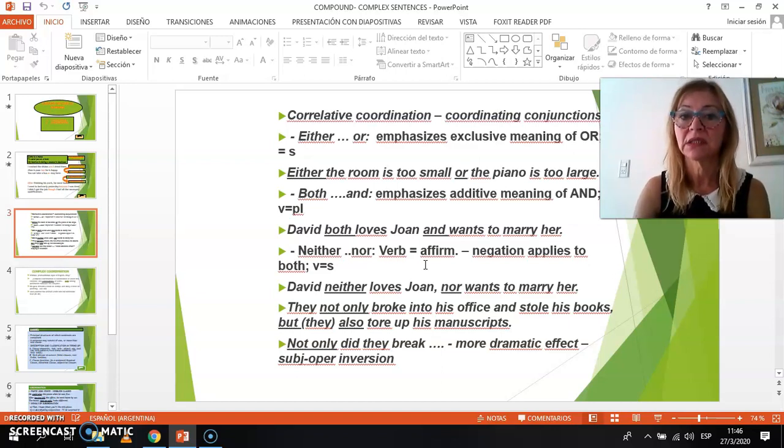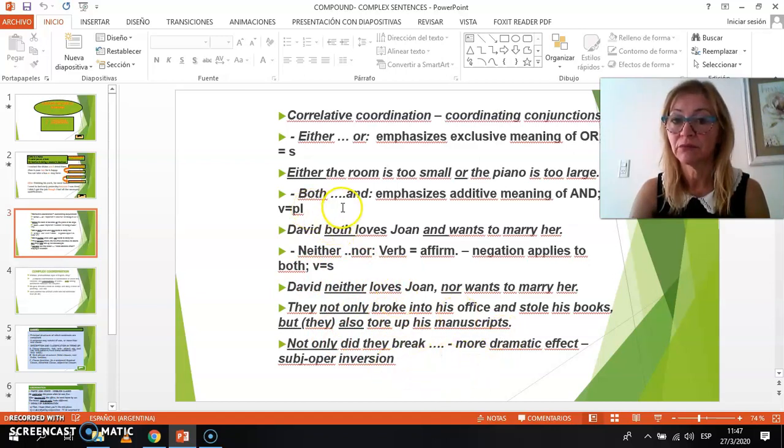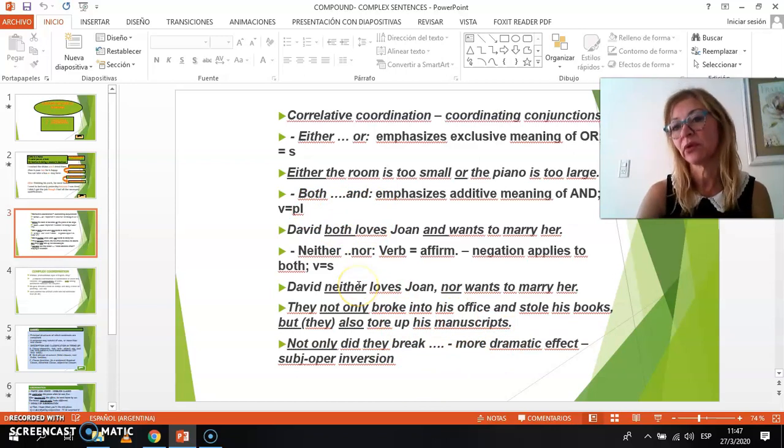In some cases, the verb will be singular, which I have identified here as verb singular, or verb plural. Verb singular for neither nor, or verb in the plural in the other forms, both and. So it's very important that you have this very clear.